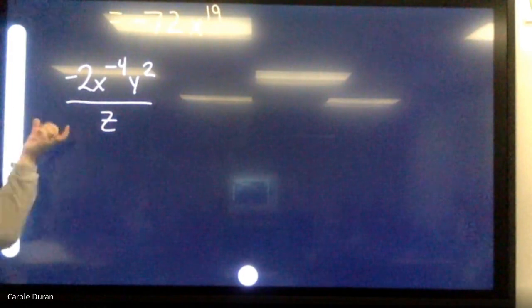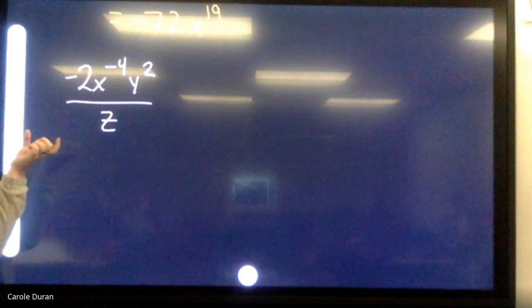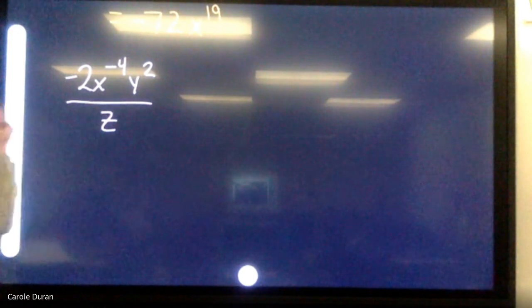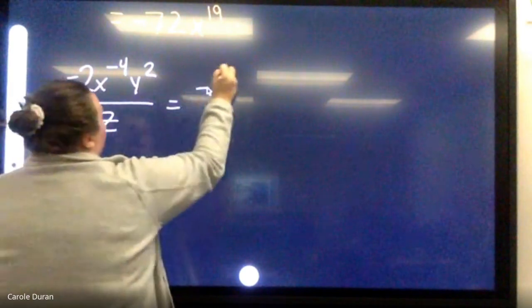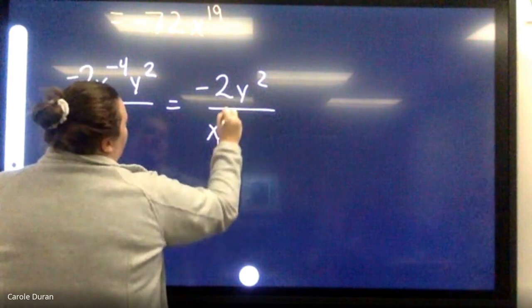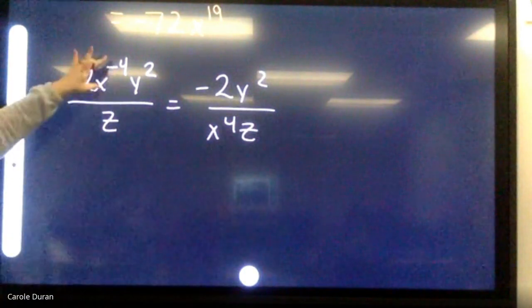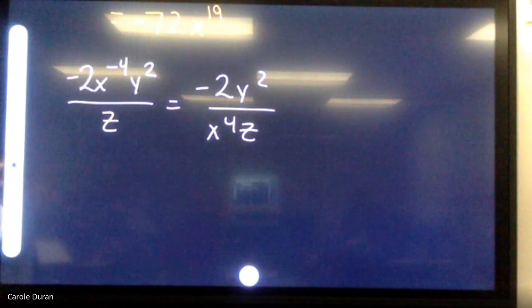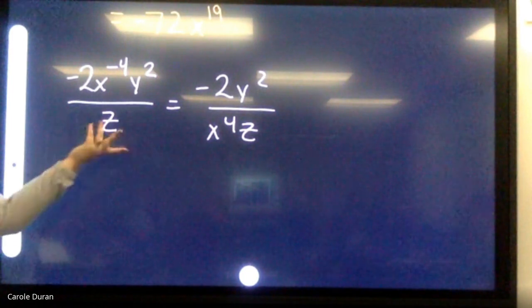The same thing applies if I have a number down here next to something like y to the -4. It's going to stay where it was originally. Only the variables move. I cannot enunciate that enough. Are we good with that? Everybody say it with me. Only the variables move. So this would be negative 2y squared over x to the 4th z, because I literally just moved this down. I didn't multiply anything in, and then I couldn't do anything else with that, so I'd leave it.